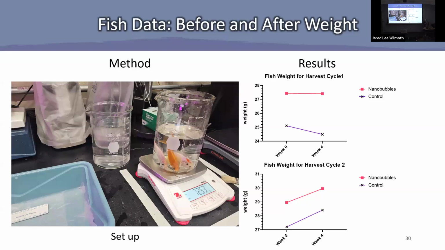I saw you mentioned that you were looking at fish behavior as one of the factors. Is that just observational? Yeah, observational. We have a lot of observational data for the fish. When we're weighing the fish, we notice how they're swimming, if they're active, and if they're eating well.